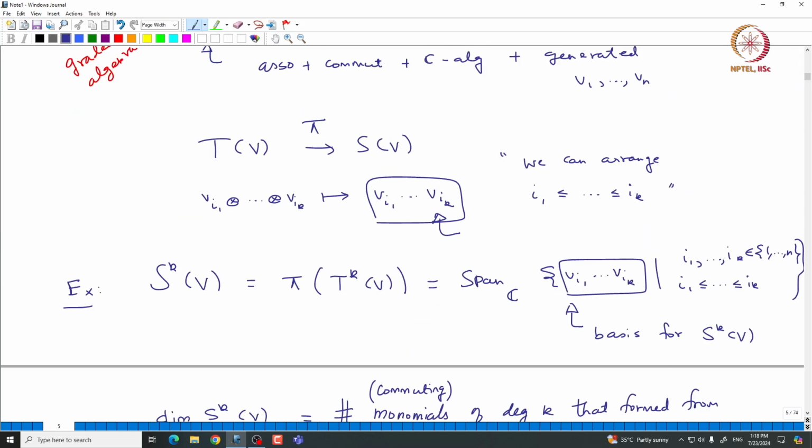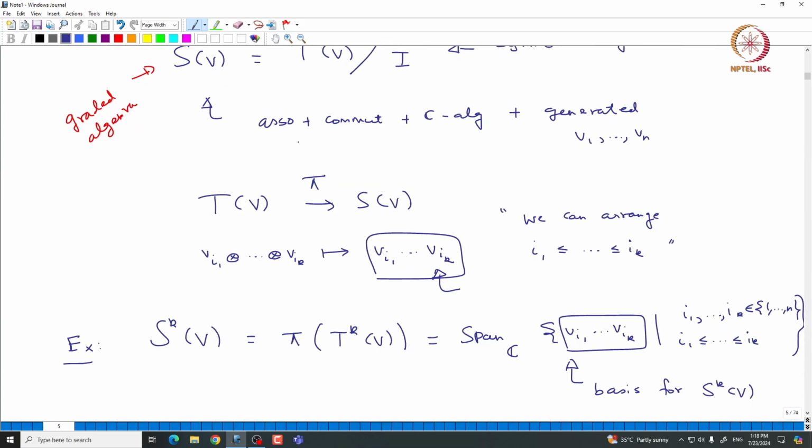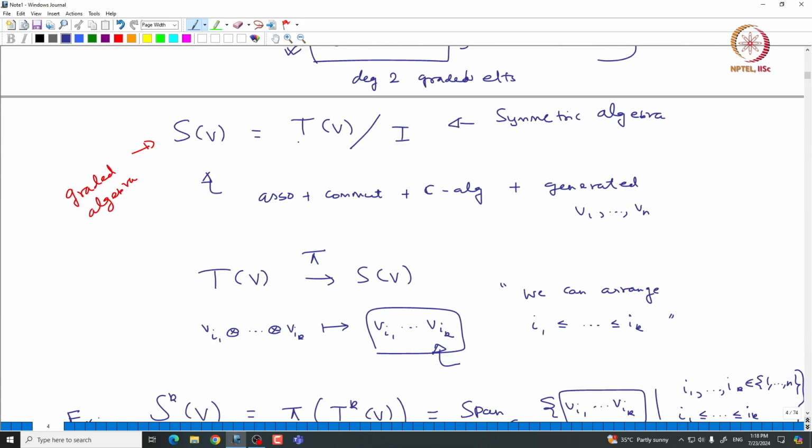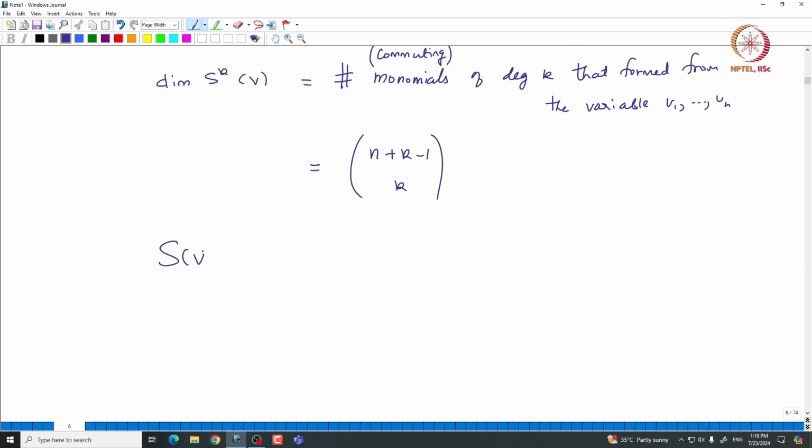Indeed, we have this natural multiplication on S of V coming from T of V, because we have gone modulo the two-sided ideal generated by these elements. Okay. So, that means there is a natural C algebra structure on S of V, because we have gone modulo the graded ideal. So, we are going to get a graded algebra. S of V is indeed the direct sum of this Sk of V, where k ranges from 0 to infinity. So, this is going to be naturally isomorphic to the polynomial algebra generated by V1 etc. Vn.